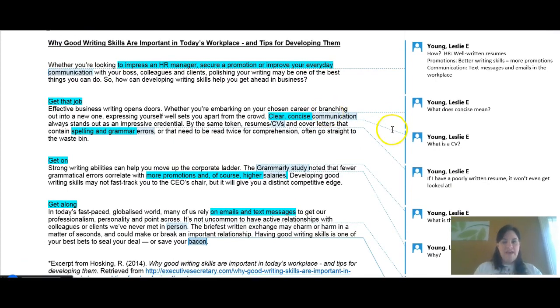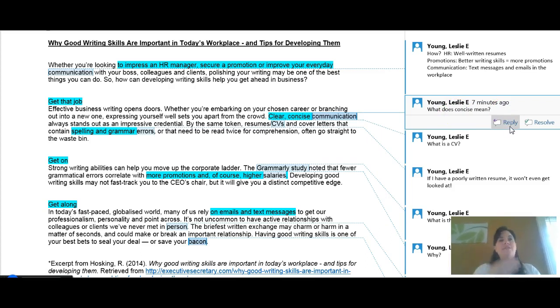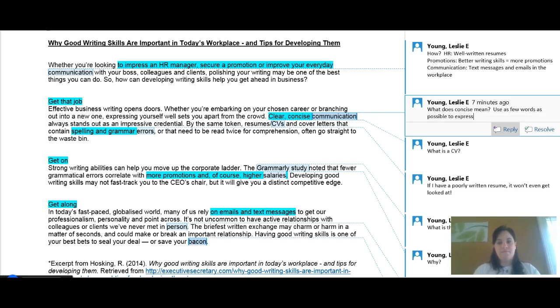Then I have that clear, concise communication I highlighted, which is an important thing to write. And I said, well, what does concise mean? And at this point, I would either look this definition of concise up in a dictionary, or I'd look it up online, or I would ask my instructor. I'm the type of person that would look it up. And so if I looked up the word concise, I would learn that it means to use as few words as possible to express an idea. That a concise document is brief and to the point. So now I've answered that question.